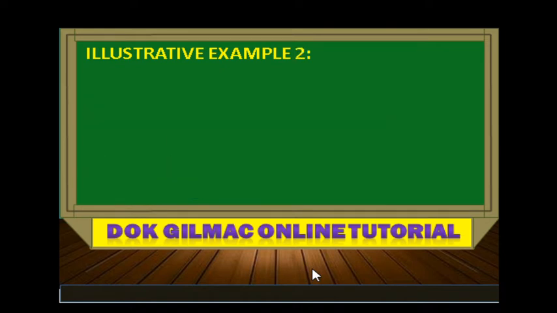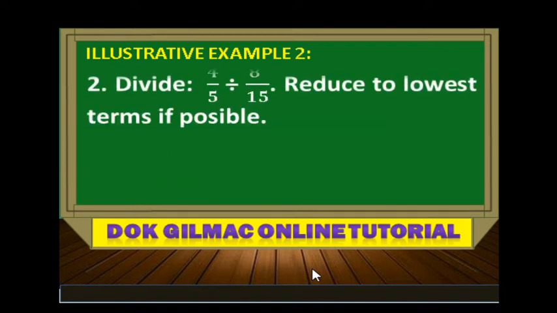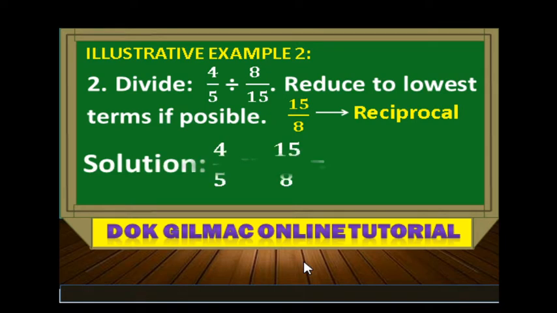Let's have illustrative example number 2. Divide 4/5 divided by 8/15. Reduce to lowest terms if possible. Take note, 8/15 is the divisor. So we have 15/8 as the reciprocal. So therefore, we can now perform multiplication. So we have 4/5 times 15/8.